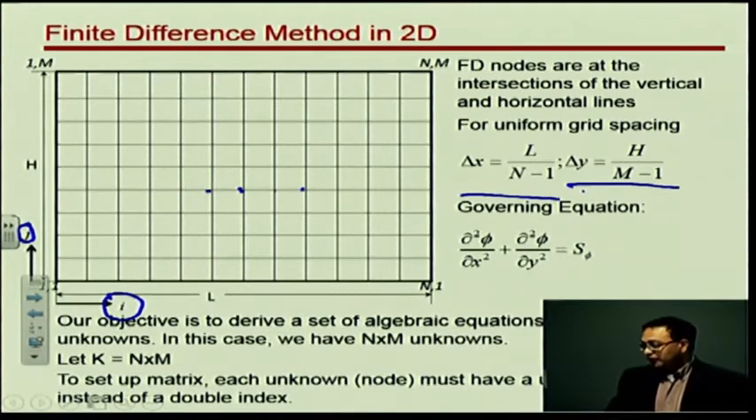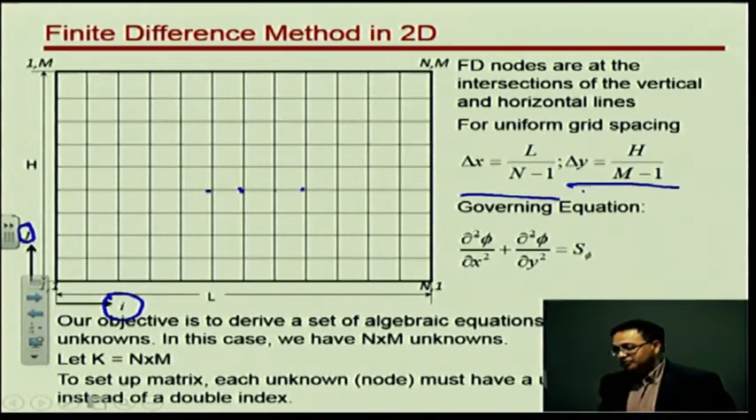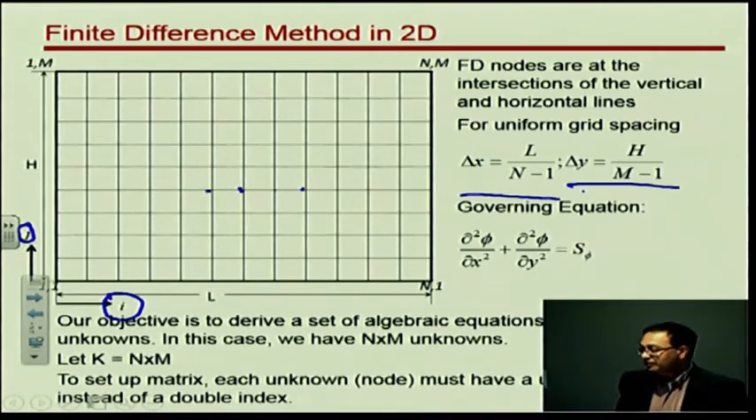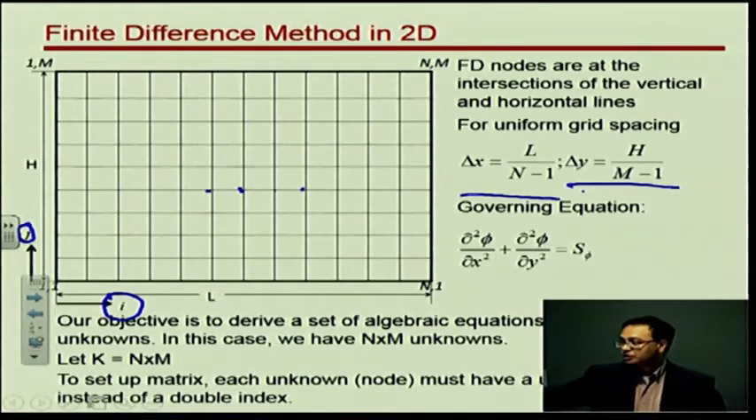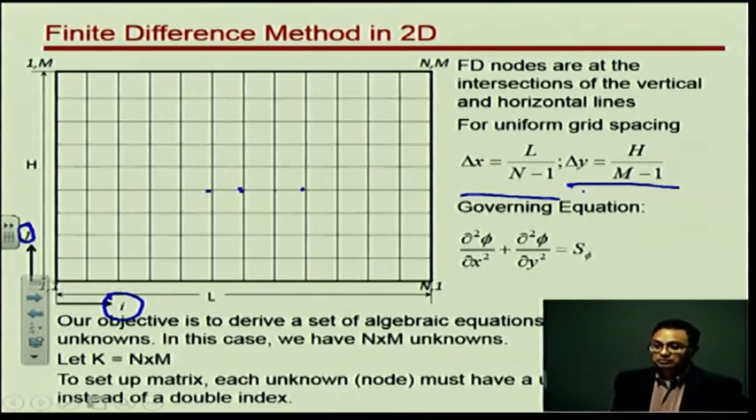All right, so our objective, just like before, is to derive a set of algebraic equations for all the nodes. In this case, we have n times m unknowns. As you can see, the last node is n comma m. If I have a 10 by 10 mesh and I count the number of nodes, that's the 100th node. So the total number of unknowns is n times m.